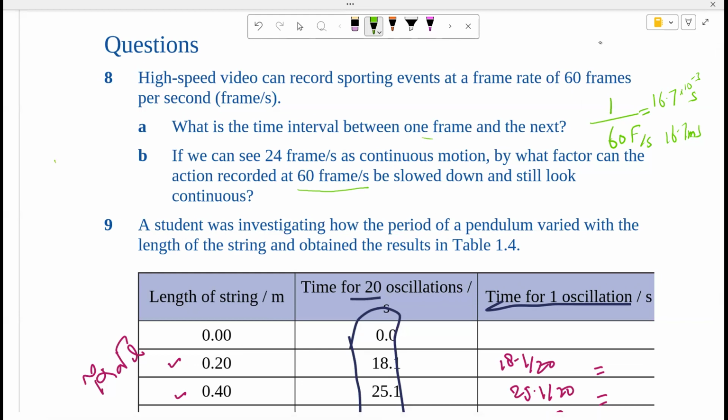I have to slow down 60 frames to 24 frames. So which one will we divide by which? 60 by 24. Okay? Because I have to reduce this to this by what factor, so that it shows continuous motion accordingly at 24 frames per second. So I'll divide 60 with 24. This would give me a factor of 2.5.